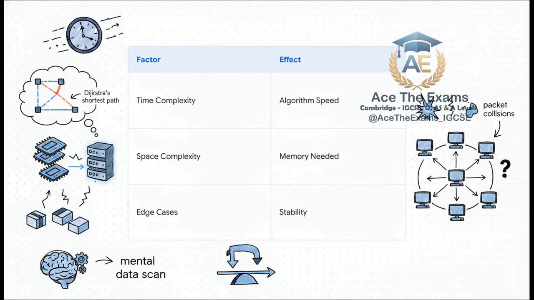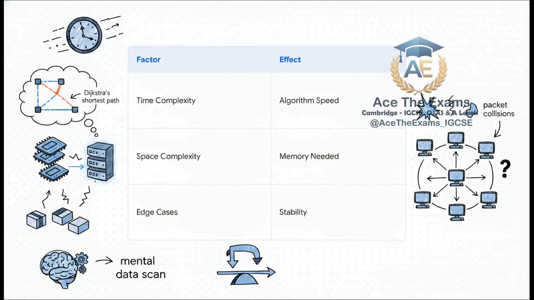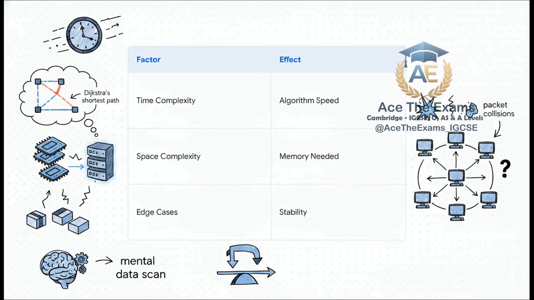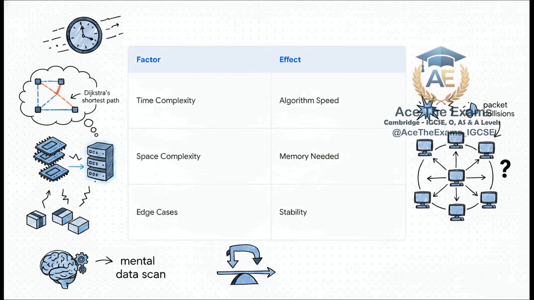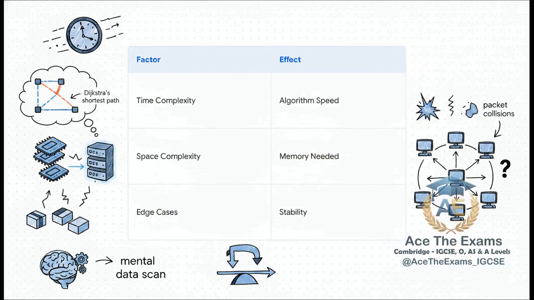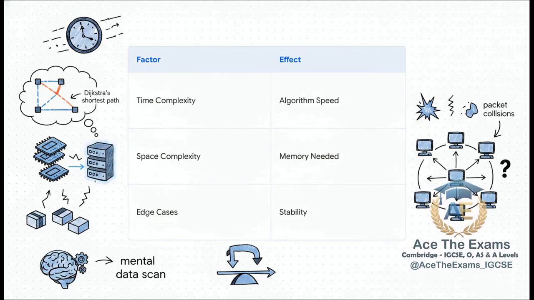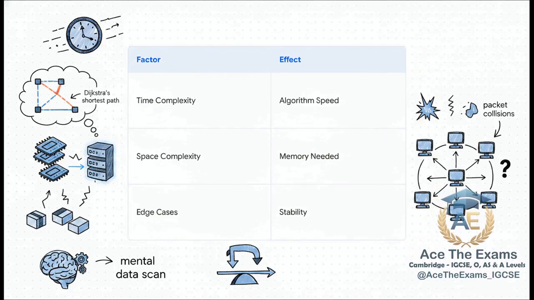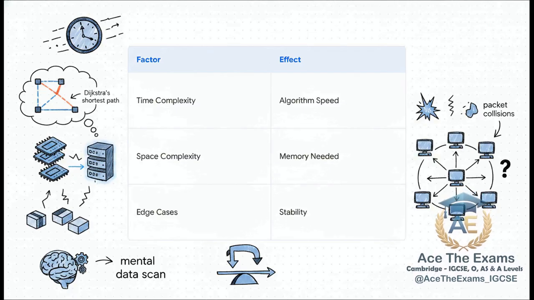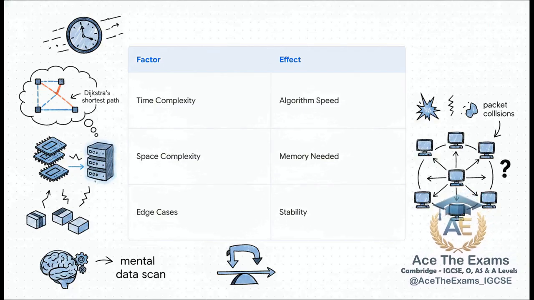Think about time complexity. It dictates how fast a dynamic routing algorithm, let's say Dijkstra's shortest path algorithm, can actually calculate the optimal route before a packet just drops entirely. Then there's space complexity. This dictates how much physical memory the routing table actually requires on the router itself. If the table is too big, the router crashes.